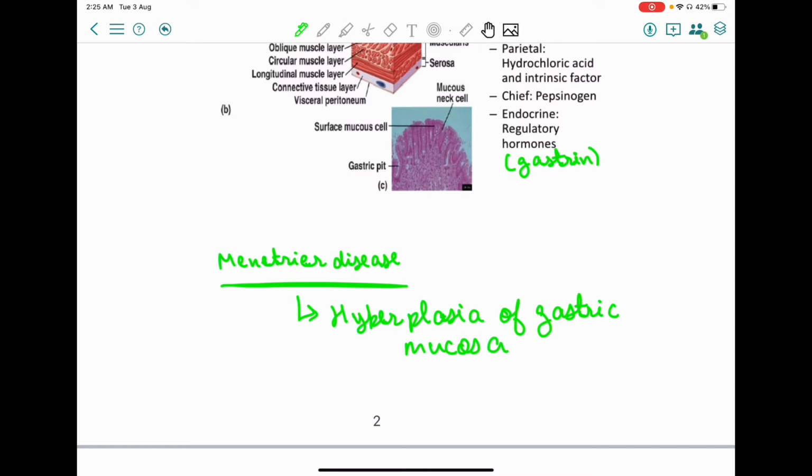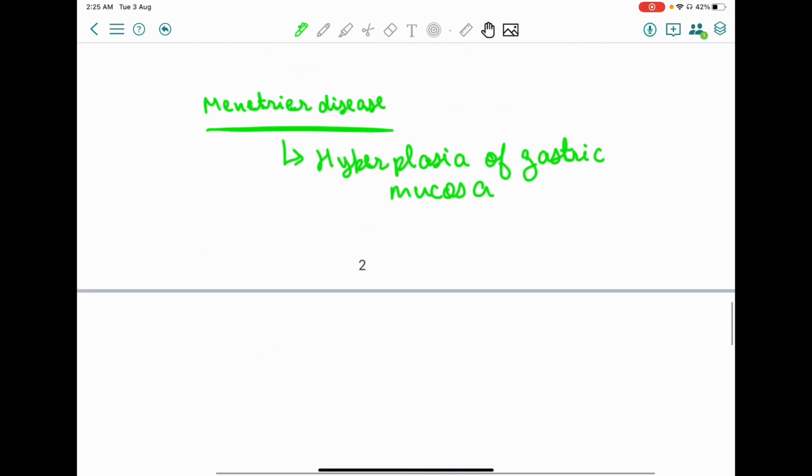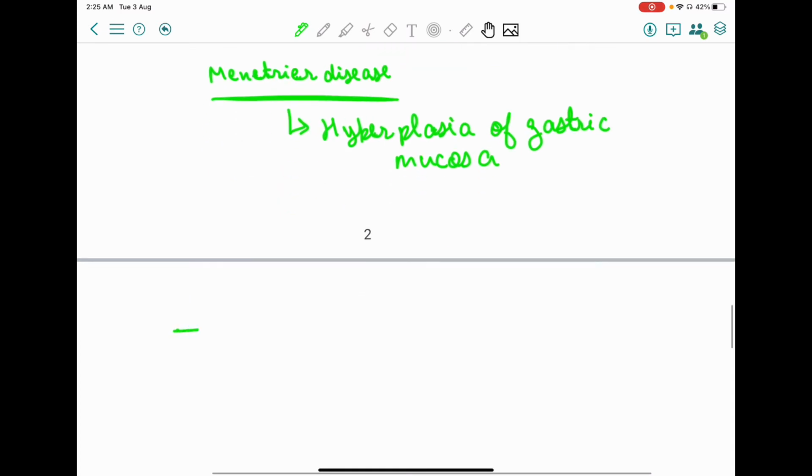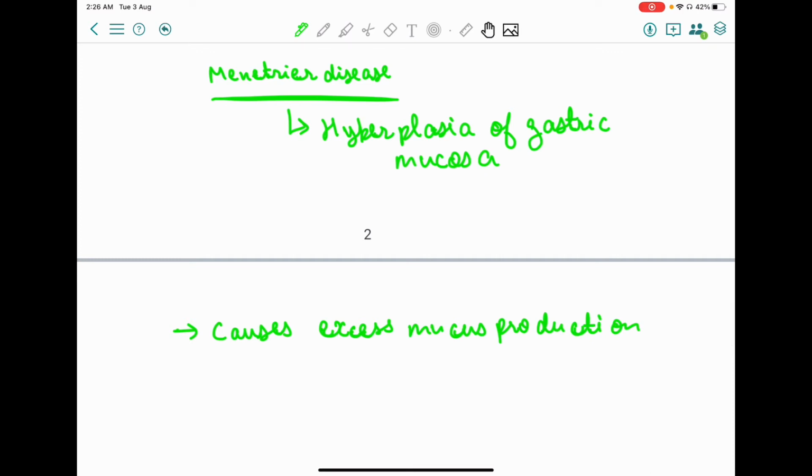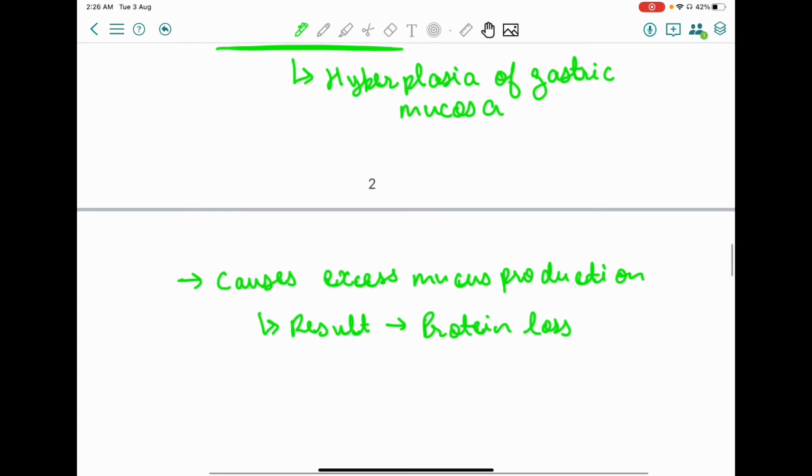So what does hyperplasia cause? It causes excess mucus production. And when excess mucus production happens, what will it result in? It will result in protein loss. Simple. It will result in protein loss. This question can be asked in many exams.